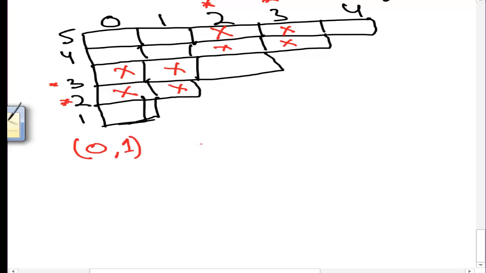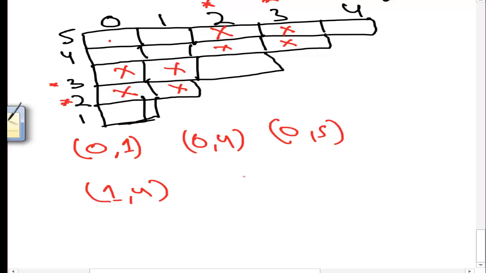This is one of the states here. Then we also got 0 4, and we got 0 5, right? 0 1, 0 4 and 0 5, right? Now this one, 1 4 and 1 5. Then we have 1 4 and we have 1 5. Then about this is 2 3. Then we got 2 3, and in fact this one is the last one. This is 4 5.